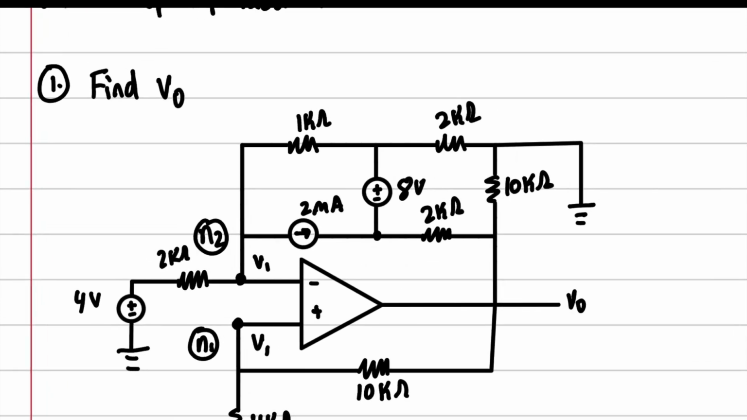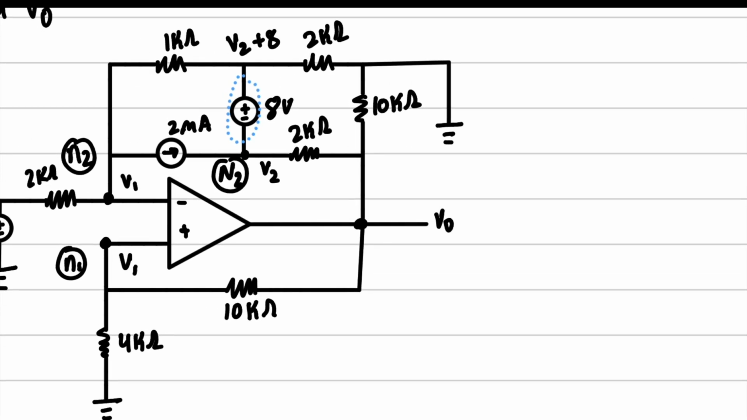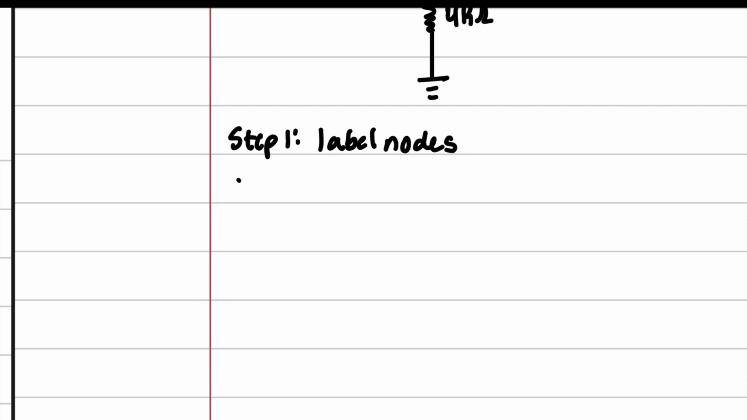We have a source up here that's forcing 8 volts, so we're going to have a supernode right here, and we're going to call this bottom one V2, and this will be V2 plus 8. And then of course we have the node with V naught, and we aren't going to be finding a nodal equation for V naught. Okay, so let's go ahead and perform KCL.